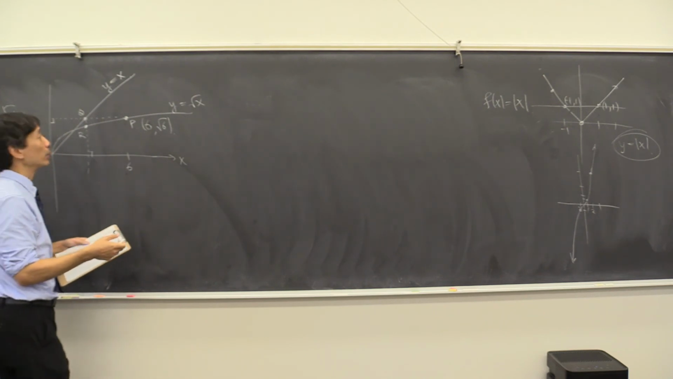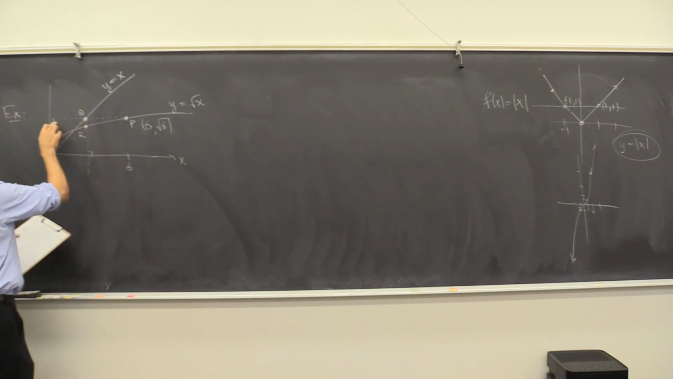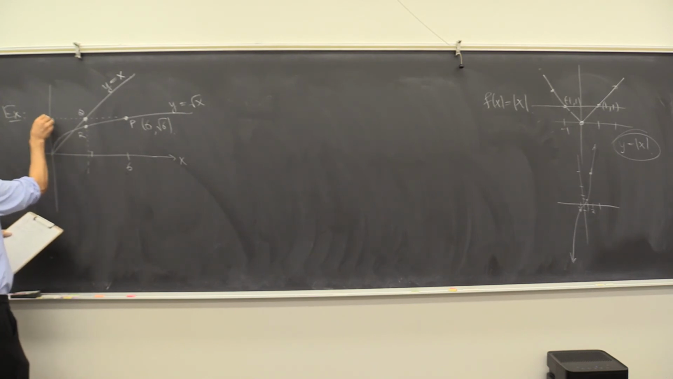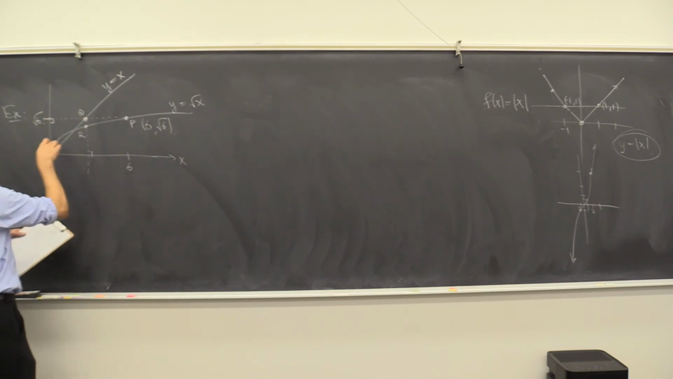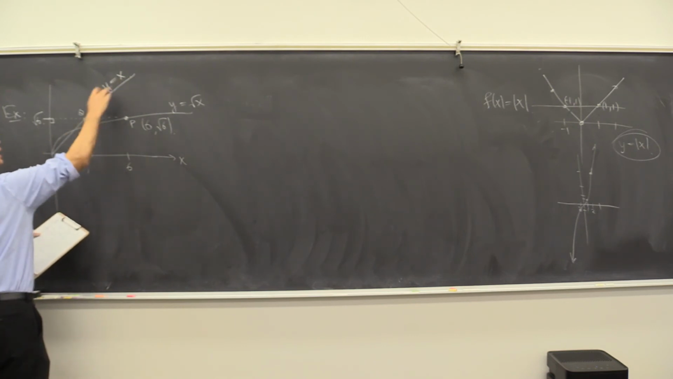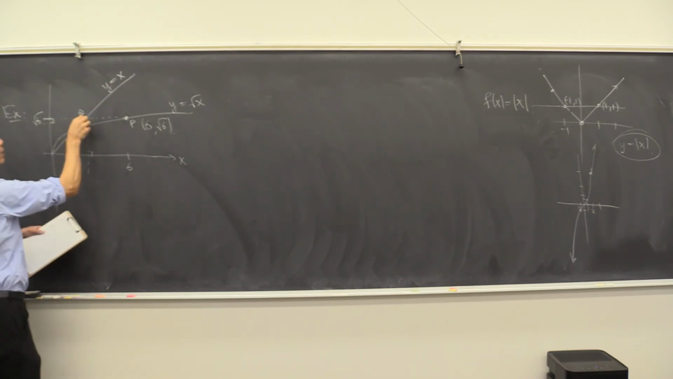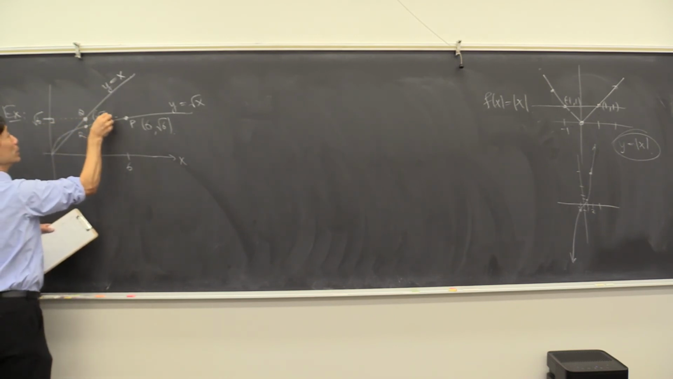x coordinate. Okay, so now let's walk over to here, right? What is the y coordinate here? Square root of 6, right? You know that y coordinate is square root of 6. So what's the x coordinate? Square root of 6, right? Because it's on this line, and the x coordinate has to be equal to the y coordinate, right? So you know that this guy here is square root of 6, square root of 6.